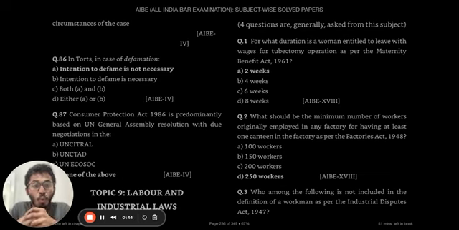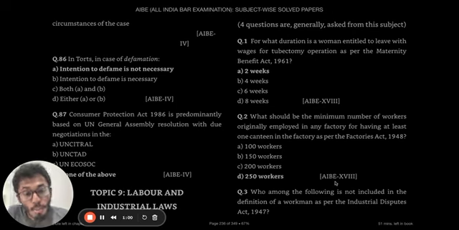Just remember this. What should be the minimum number of workers originally employed in any factory for having at least one canteen in the factory as per the Factories Act 1948? So minimum number of how many members should be there in a factory to have a canteen? It's 250 members. Remember, it's 250 members.